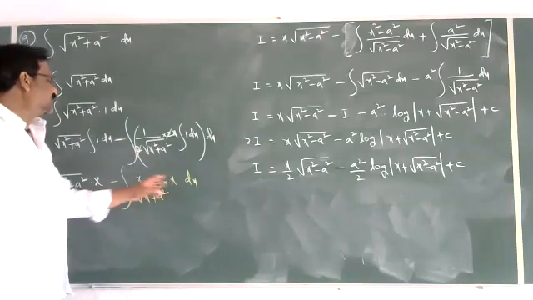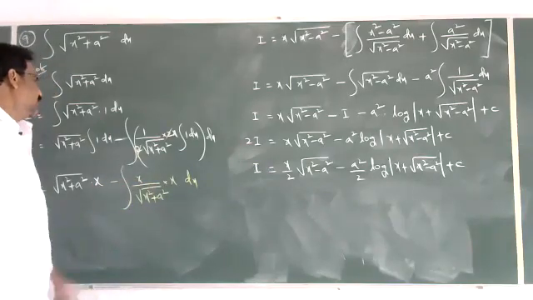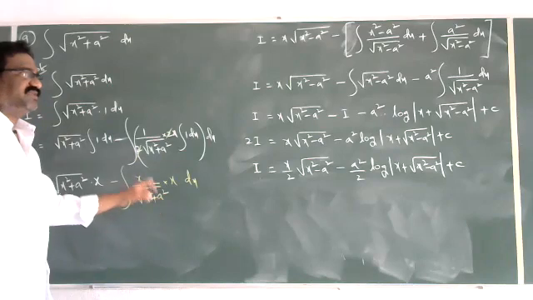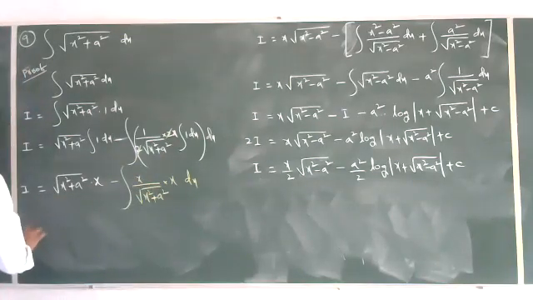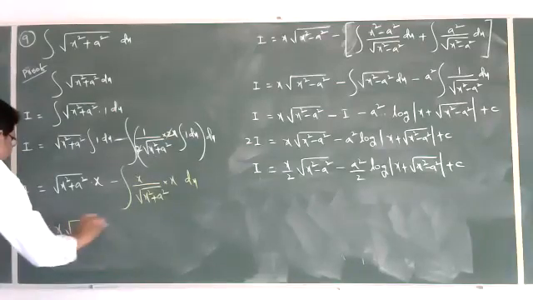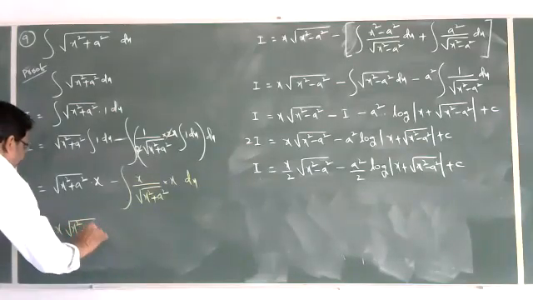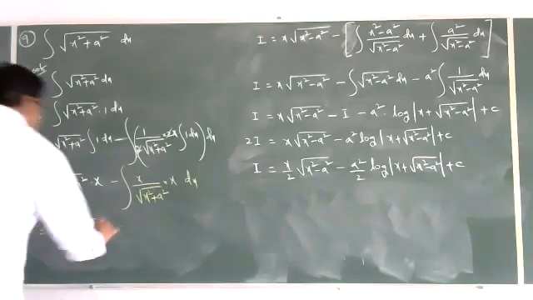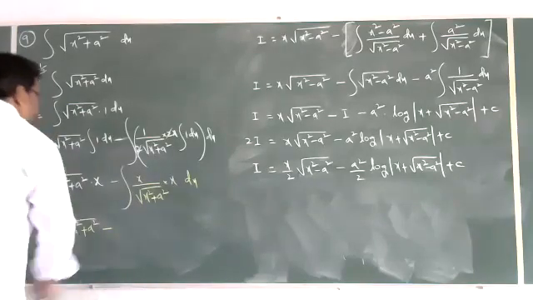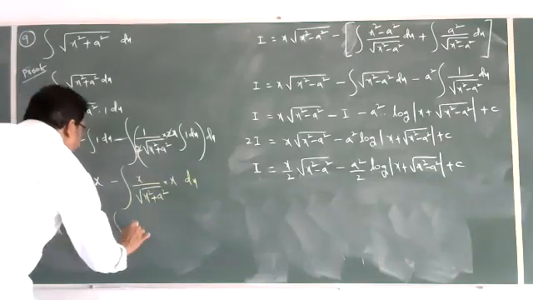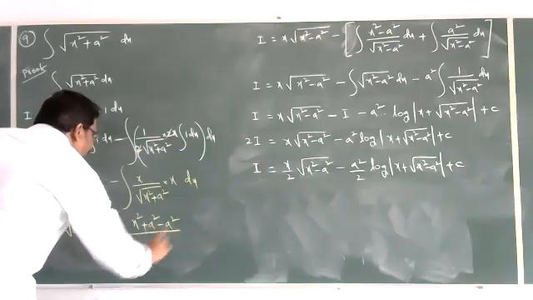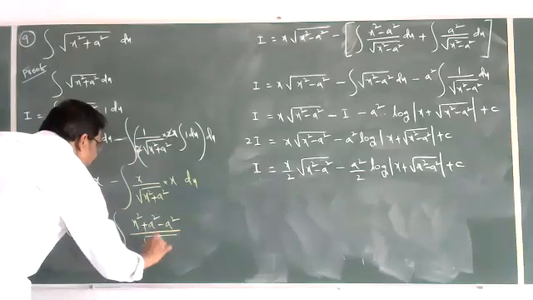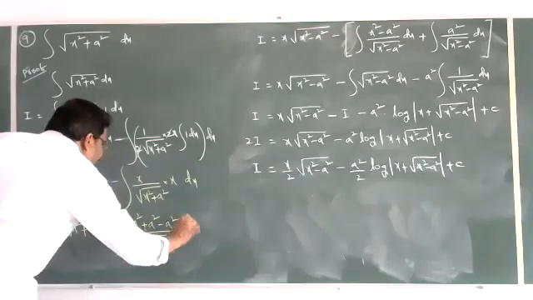So here this is x into x, x square. So here x square plus a square. That's why you can add a square and subtract a square. That is, I is equal to x into root of x square plus a square minus integral x square plus a square minus a square by root of x square plus a square dx.